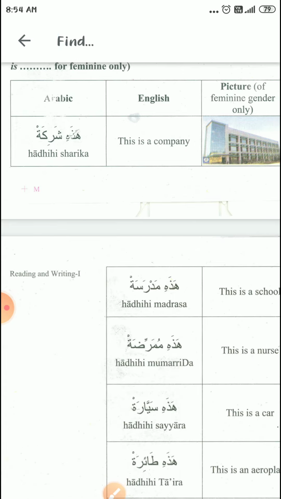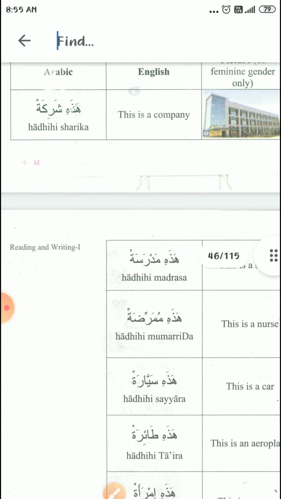In this exercise, we have learned 20 sentences based on the structure of that is a, dhalika. After this exercise, we have another exercise, exercise 4. In this exercise, we have to make simple sentences in which we use this is, but for feminine only. For feminine, we use in Arabic hazihi. Haza is used for masculine and hazihi is used for feminine.